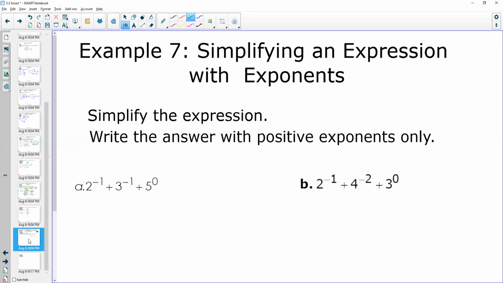All right, and then there's one final thing here. These are kind of funky looking, but they're not as bad as you think. So simplify the expression, write the answers with positive exponents only. Take it one step at a time. So 2 to the negative 1 is just flipping the 2 into the denominator. It just means half. Plus 3 to the negative 1 is just 1/3. And 5 to the 0 is the same as 1. So now I just have to add that stuff together.